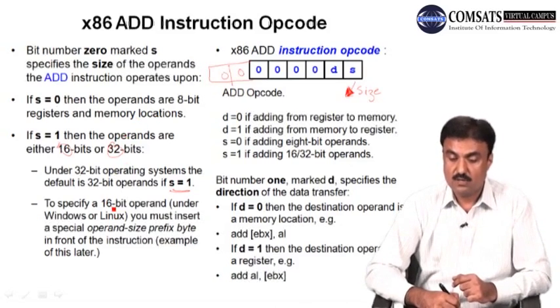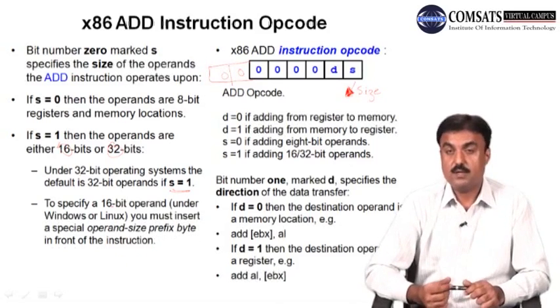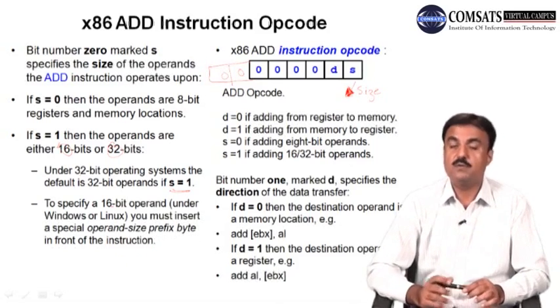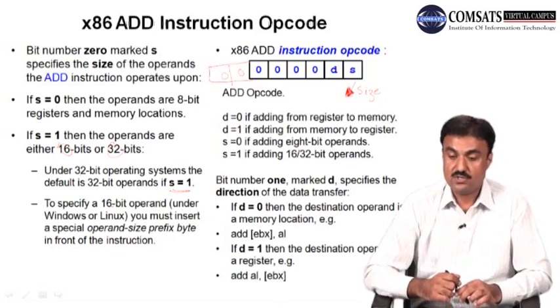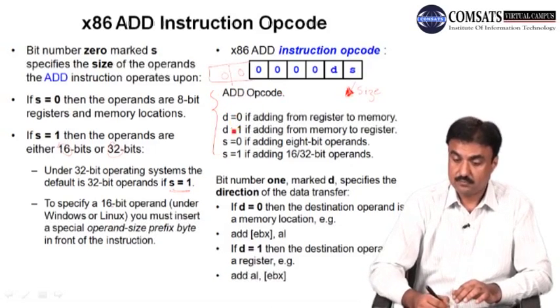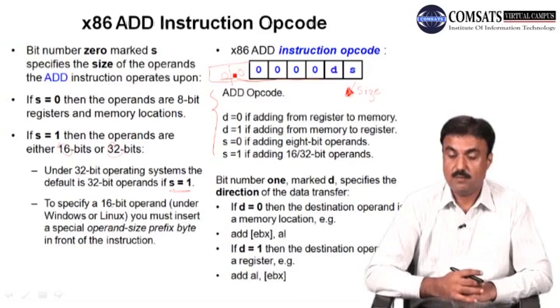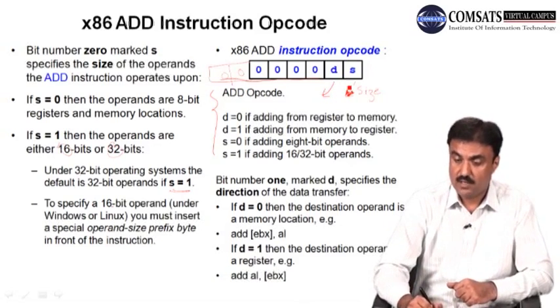However, to specify 16-bit operands under Windows or Linux, you must insert the special operand size prefix byte in front of the instruction. So if you want to use 16-bit operands under Windows or Linux, you must insert the special operand size prefix byte in front of the instruction. Here you can see that when all these 6 bits are 0, 0, they mention that this is the ADD instruction, and D is the direction, S is the size.